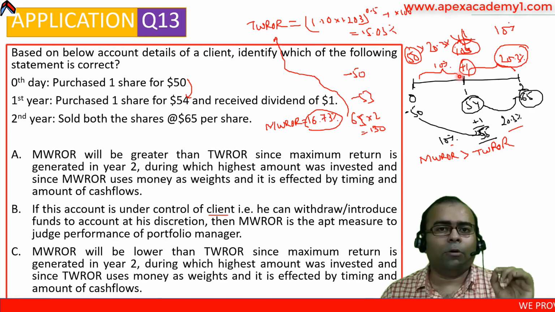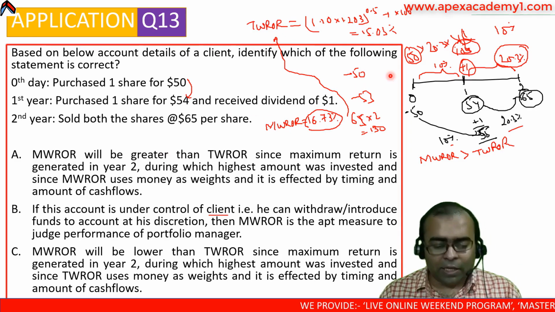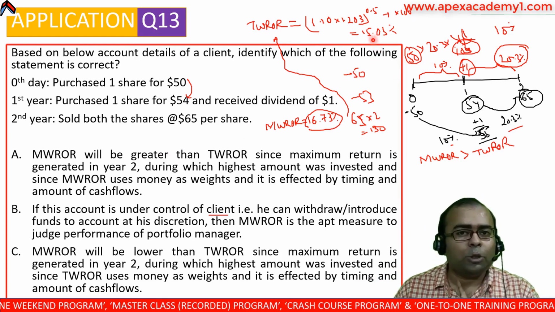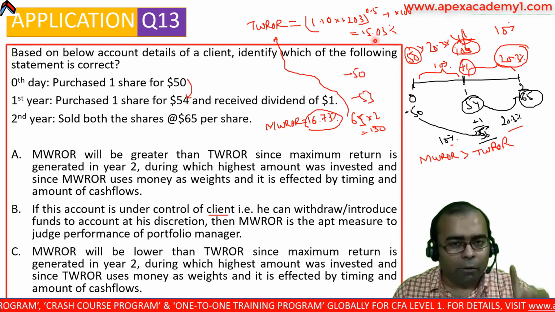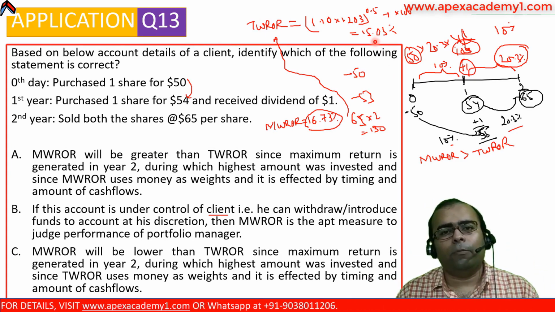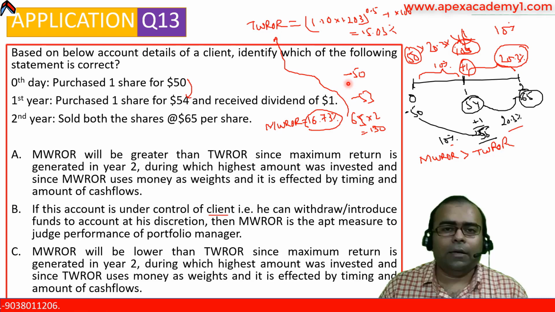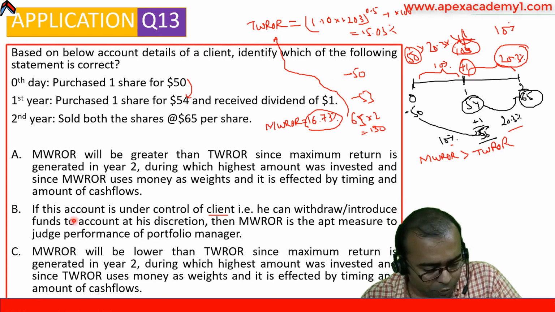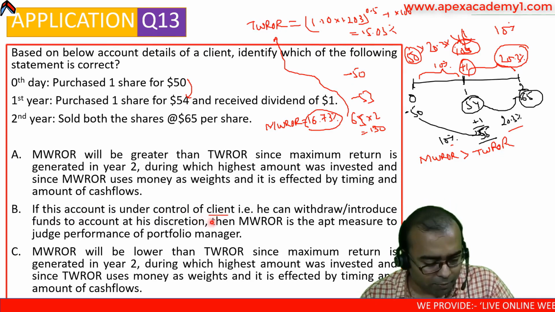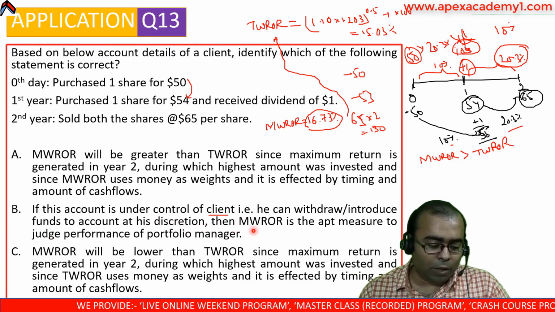Basically, if the timing and amount of cash flows is controlled by the client, which is the majority of cases, then performance is evaluated based on TWROR, because TWROR is not affected by the timing and amount of cash flow. However, if the timing and amount of cash flow is actually controlled by the portfolio manager, which mostly happens in the case of hedge funds, then MWROR is a better measure. If the client controls it, then TWROR is a better measure.